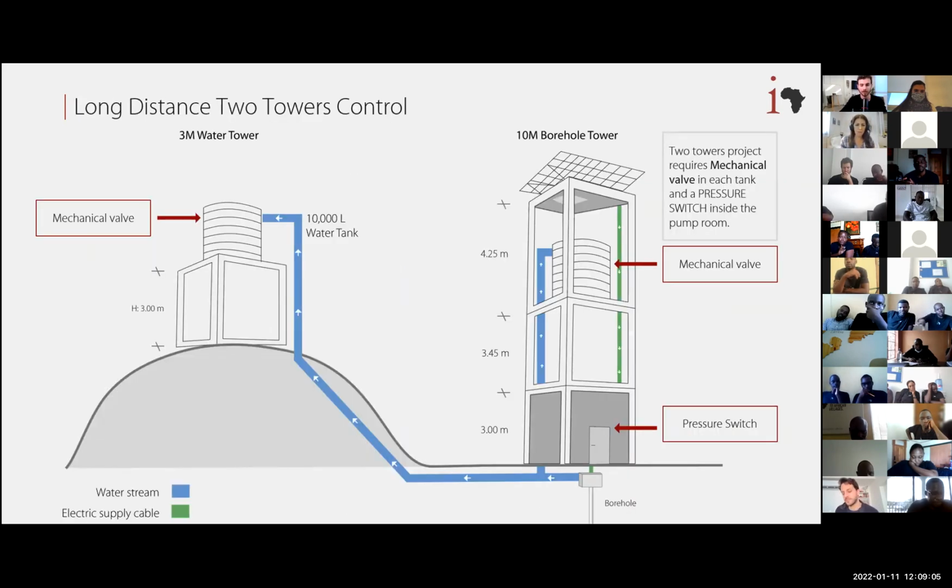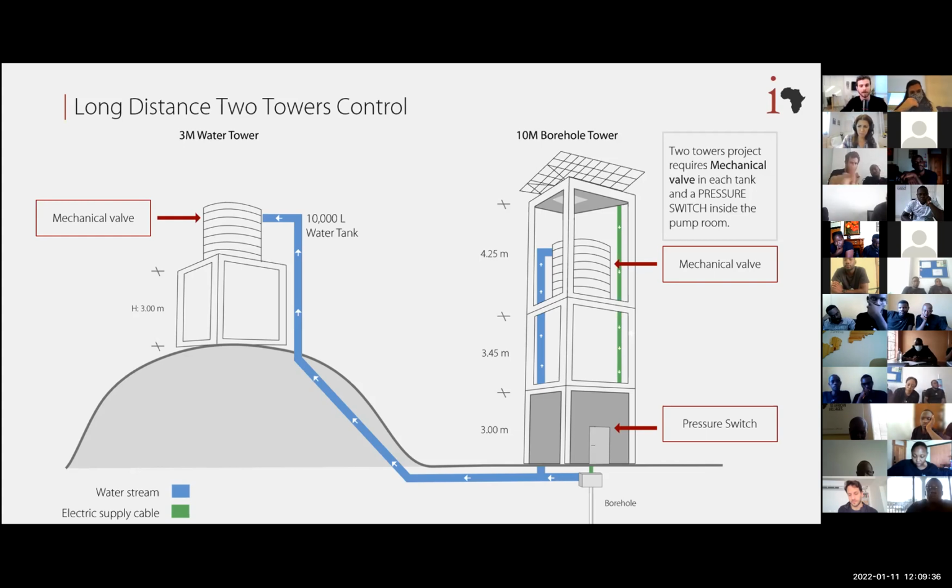Now the two-tower control is more complicated. We have two components, a mechanical valve and a pressure switch. We put a mechanical valve in each of the tanks. If it's a multiple-tower project, each tank must have a mechanical valve inside. The mechanical valve is very simple, and I will elaborate in the presentation on water control, but just for basic knowledge, the moment the water reaches the upper level and the tank is full, it automatically, in a mechanical way, closes the pipe.